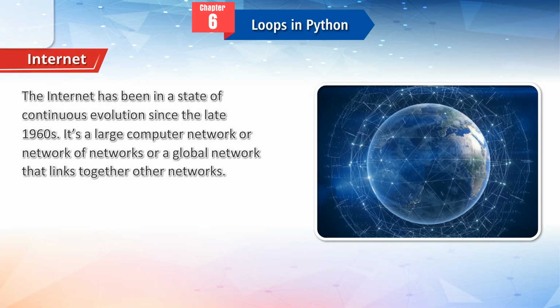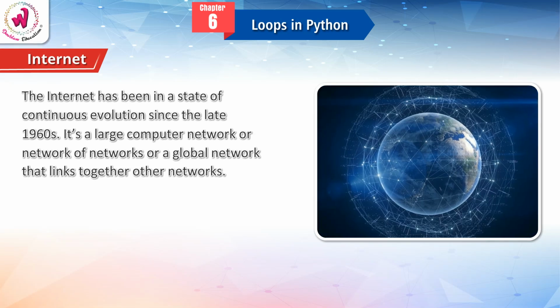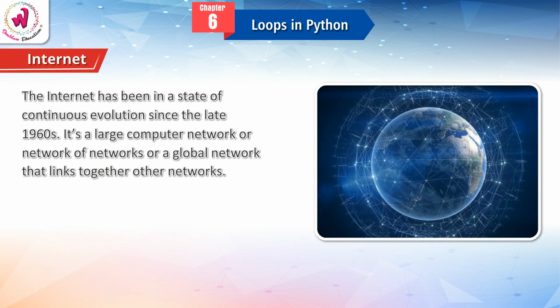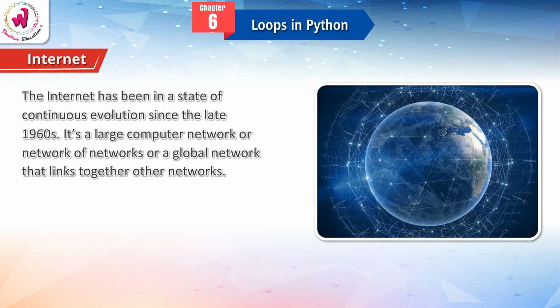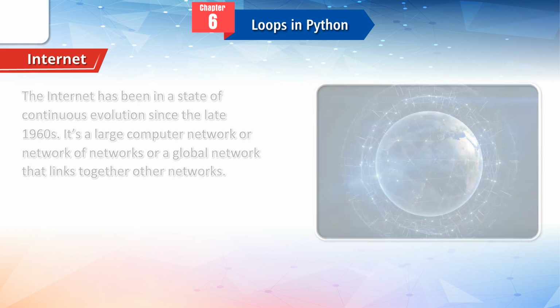Internet. The Internet has been in a state of continuous evolution since the late 1960s. It's a large computer network, or network of networks, or a global network that links together other networks.